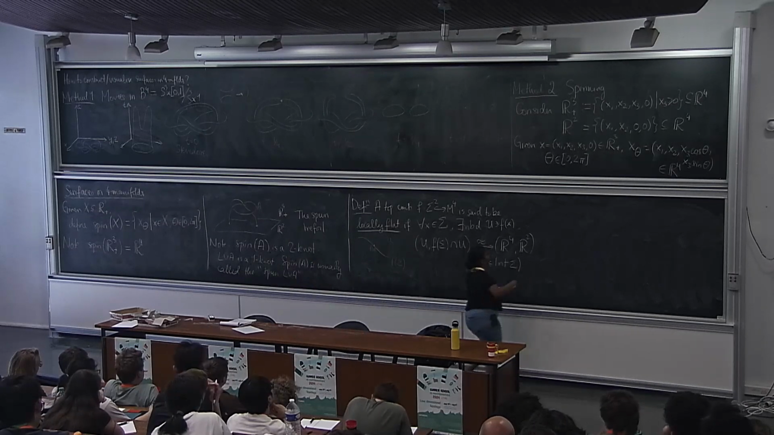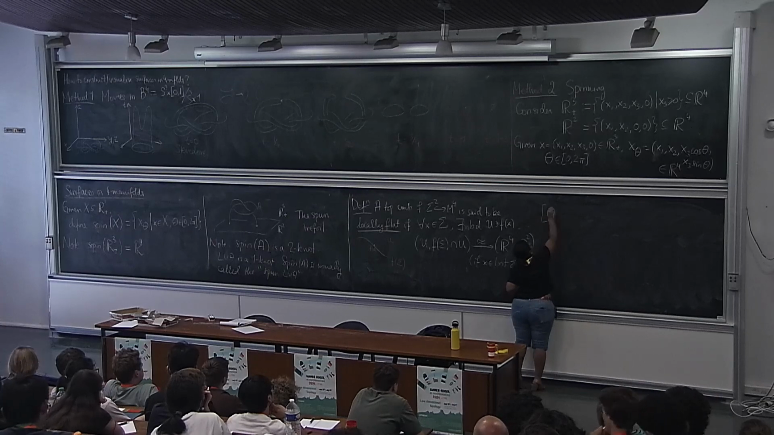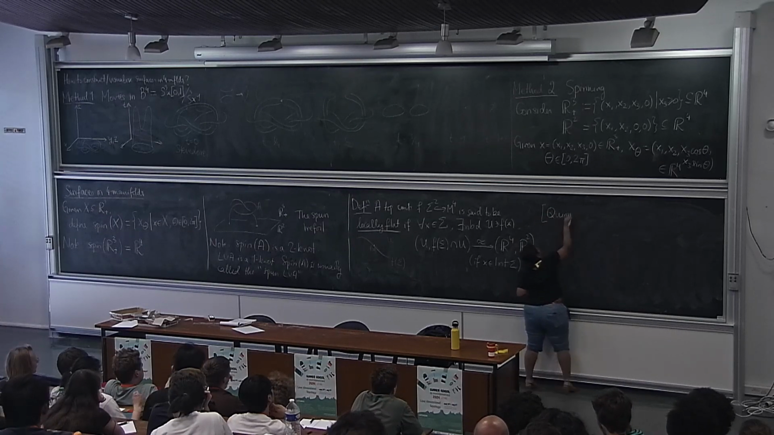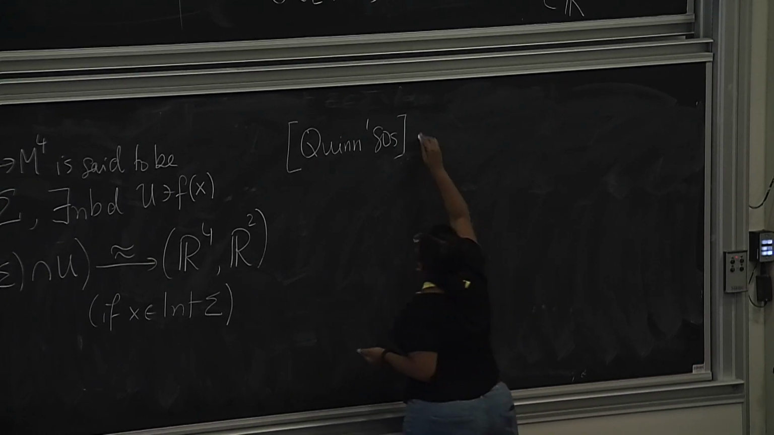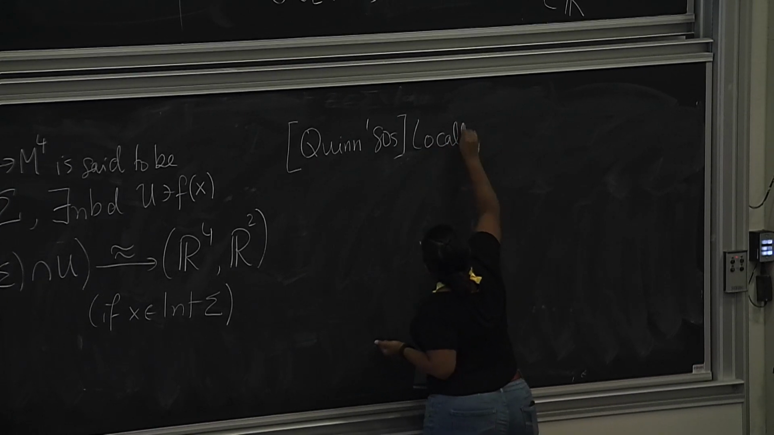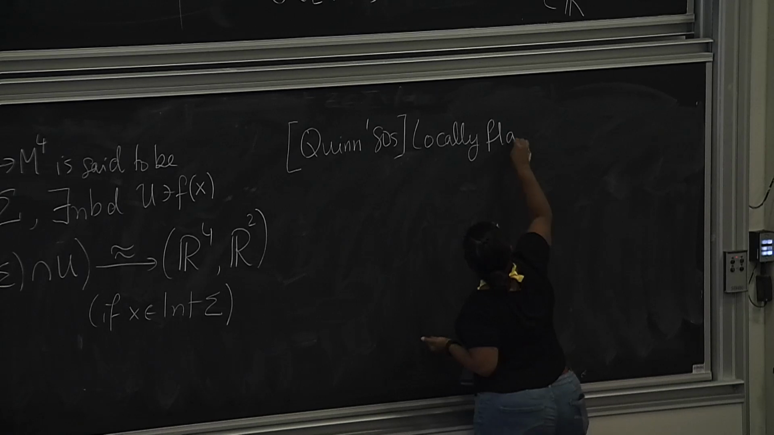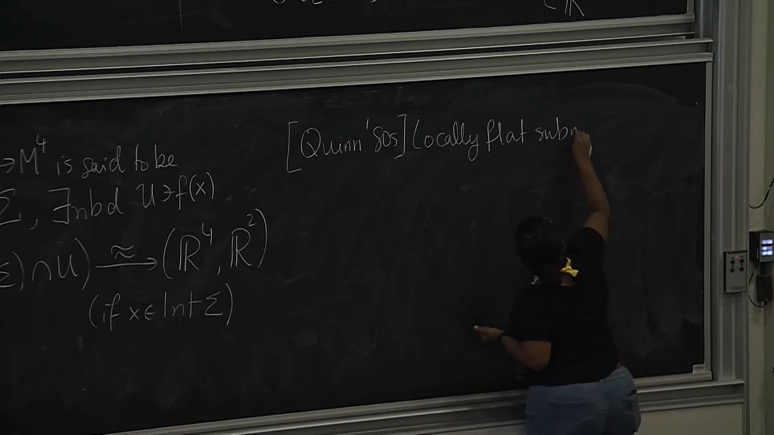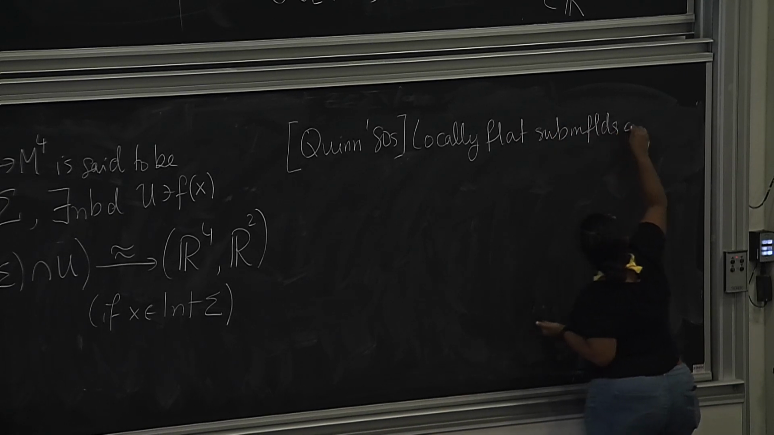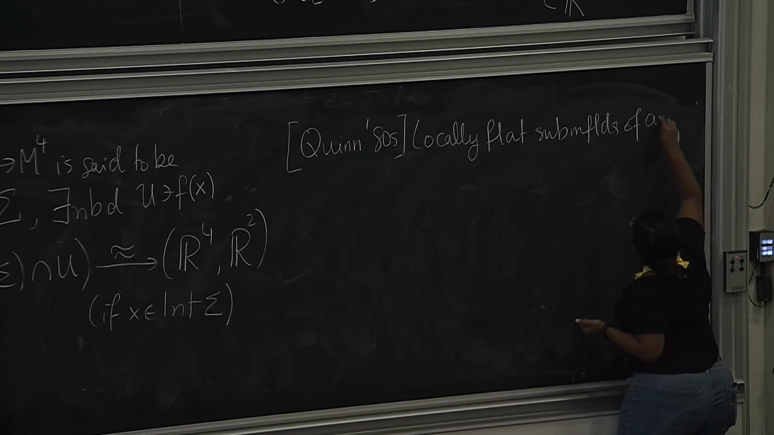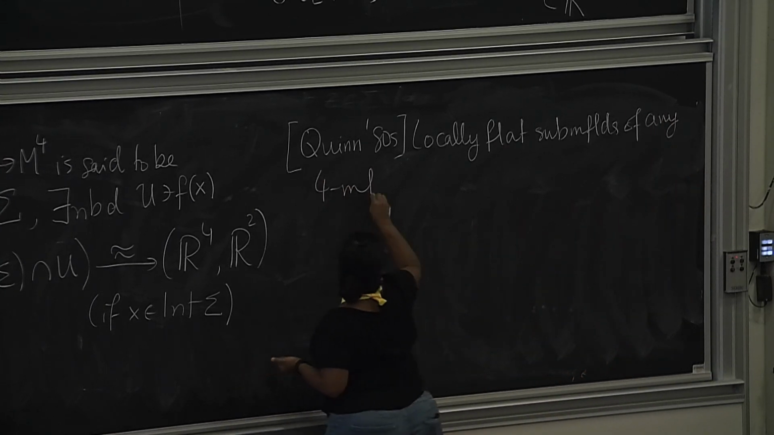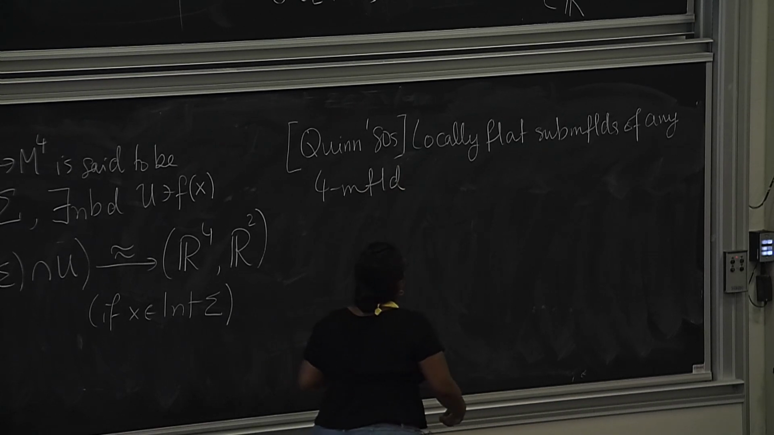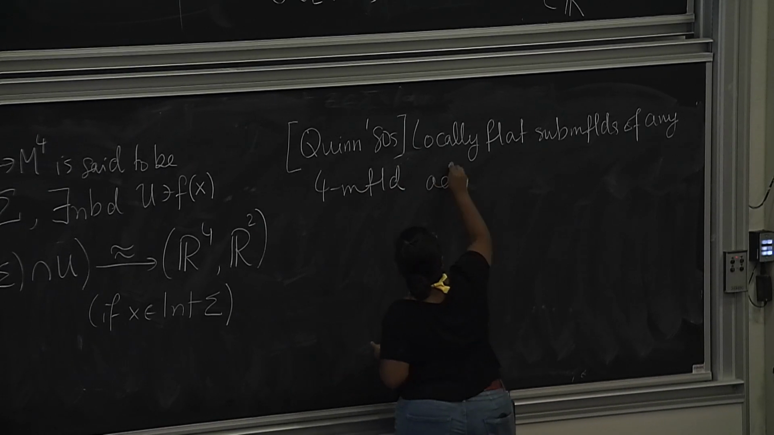But there is one more very important fact. This is a big result of Frank Quinn from the 80s. He said that locally flat submanifolds of any four-manifold admit normal vector bundles.